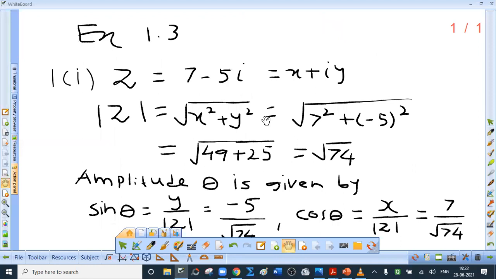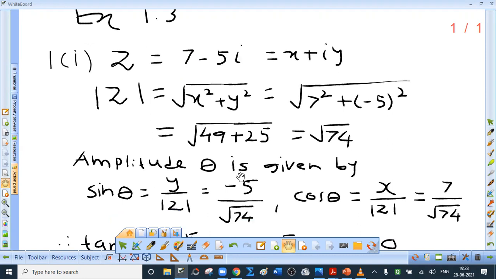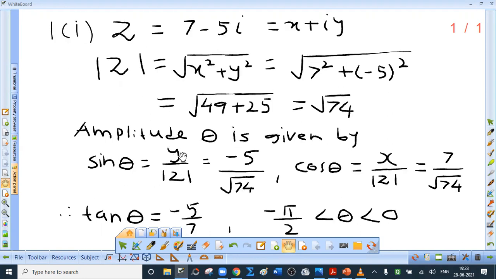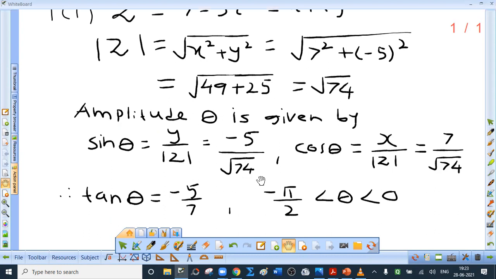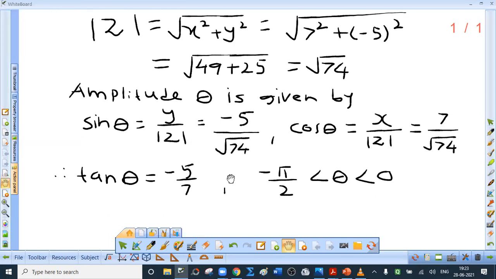First question, find the modulus and amplitude of the following complex numbers. First is 7 minus 5i. Usually a complex number is denoted by z. So z equal to x plus iy equal to 7 minus 5i. So modulus of z is root of x square plus y square. It comes out to be root 74. Now the amplitude theta is given by what? Sin theta is y by mod z, that is minus 5 by root 74. Cos theta is x upon mod z, 7 by root 74. So tan theta is minus 5 by 7.